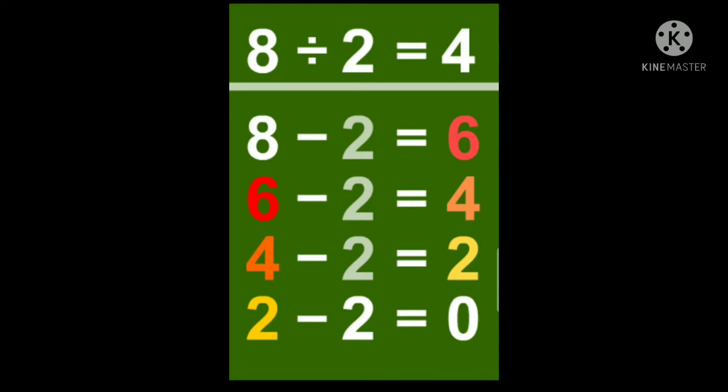8 divided by 2 equals 4. But let's see how. 8 minus 2, when you subtract, you get 6. Again 6 minus 2, when you subtract, you get 4. With 4, when you subtract 2, you get 2. And 2 minus 2 equals 0. That means you get 4 groups.